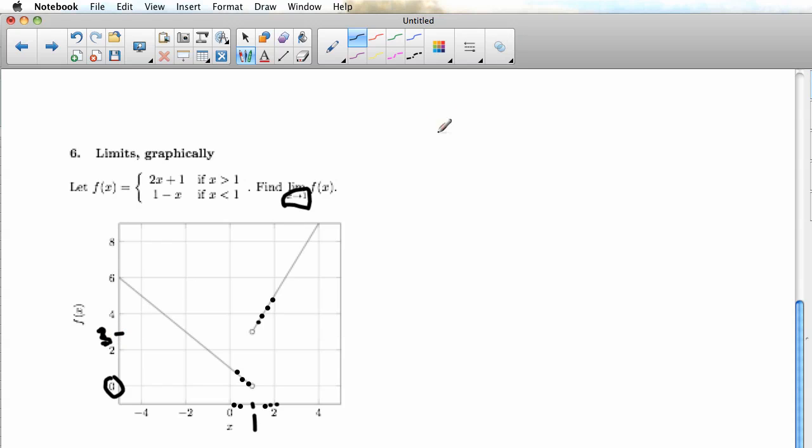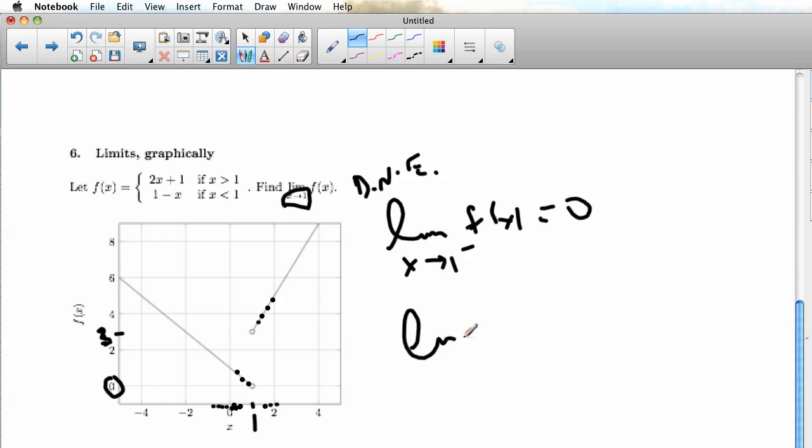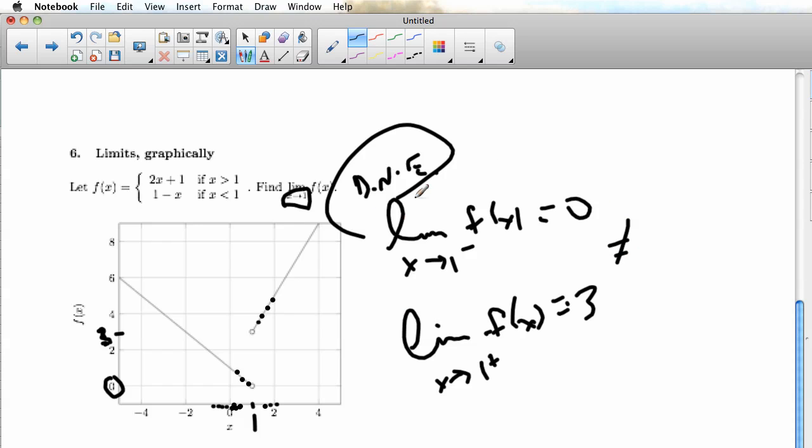And so this limit, we would say, does not exist as a single limit because the limit as x approaches 1 from the left side, the negative side, it looks like your y-coordinates are getting close to 0, and as you approach 1 from the right side, it looks like the y-coordinates are getting close to 3. So the fact that these are not equal to each other means that the limit doesn't exist.